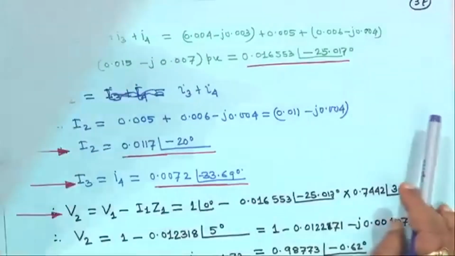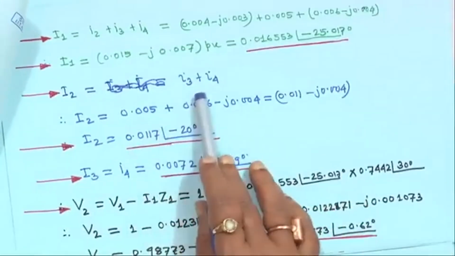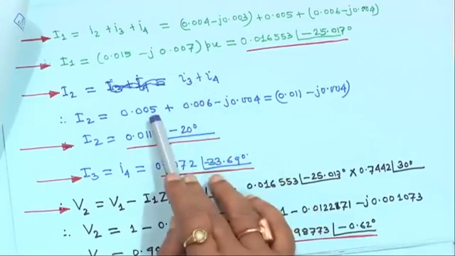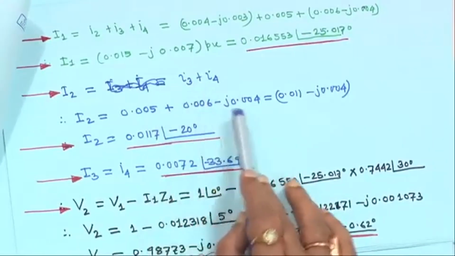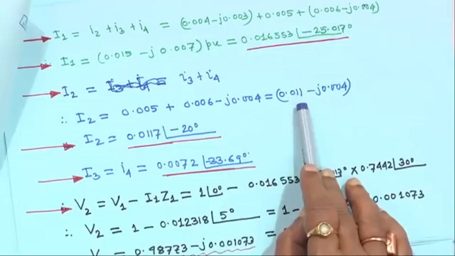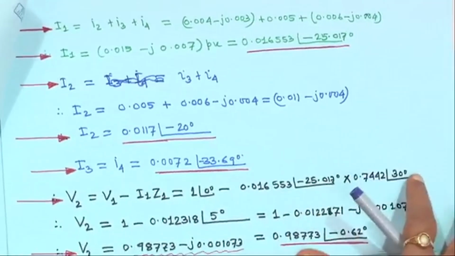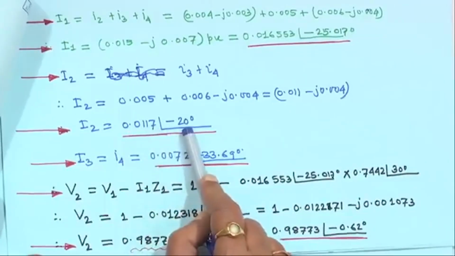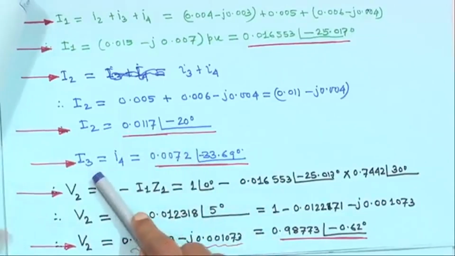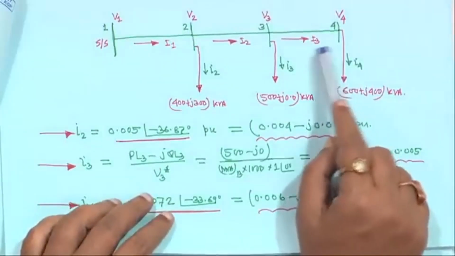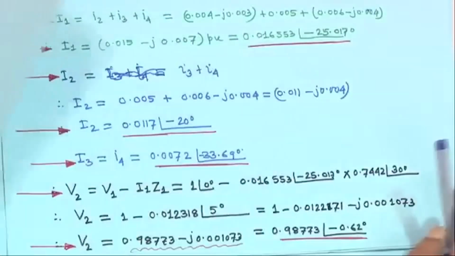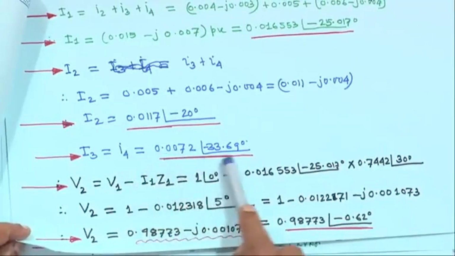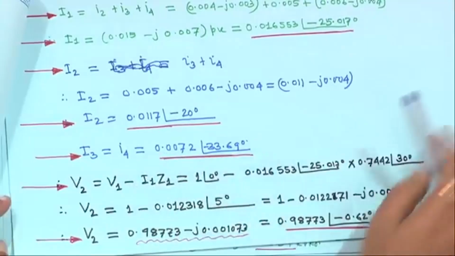Similarly, capital I 2 is equal to small i 3 plus small i 4. I 3 is this much, 0.005, and I 4 is this much. So, it is coming 0.011 minus j 0.004, that is I 2 is equal to 0.0117 angle minus 20 degree. And capital I 3 is equal to small i 4, because this is the last node. So, capital I 3 is equal to small i 4, that is 0.0072 angle minus 33.69 degree.